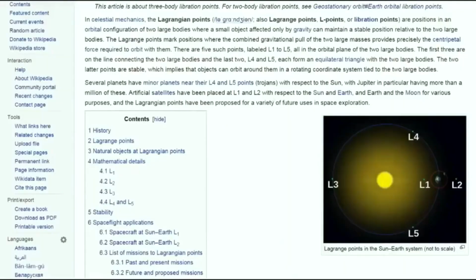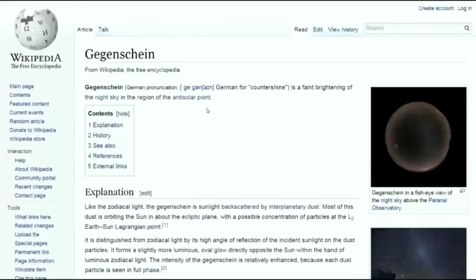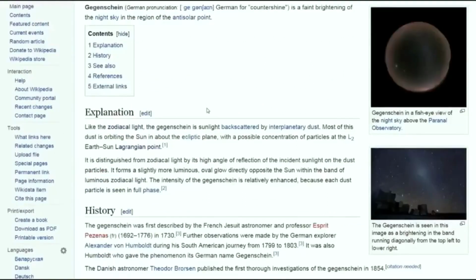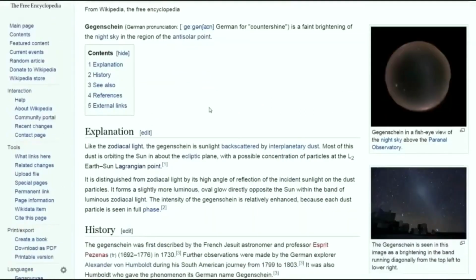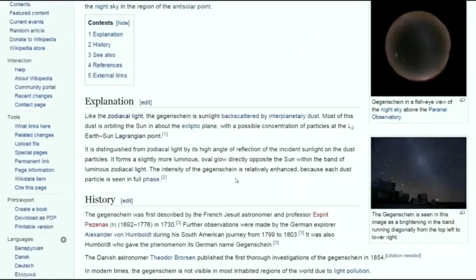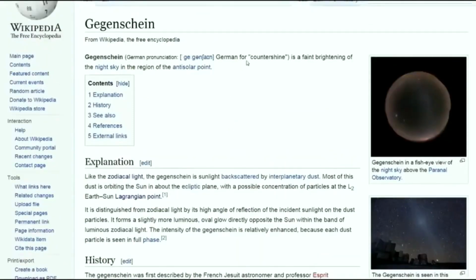And look at this Wikipedia page on the Gegenschein. Look how weak, look how anemic it is. This is all they have. If that is not indicative that they don't want people to know about the Gegenschein, because it destroys a lunar eclipse in a heliocentric model, then I don't know what is. Okay, this is all they say. But they have to admit that it's anti-solar. Gegenschein. It's German for countershine, a faint brightening of the night sky in the region of the anti-solar point.